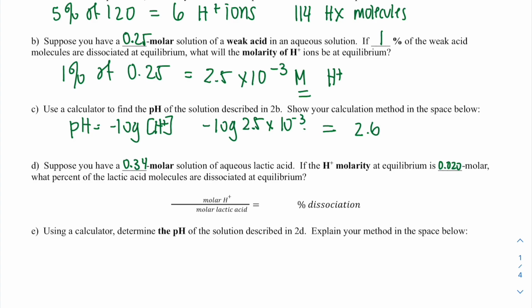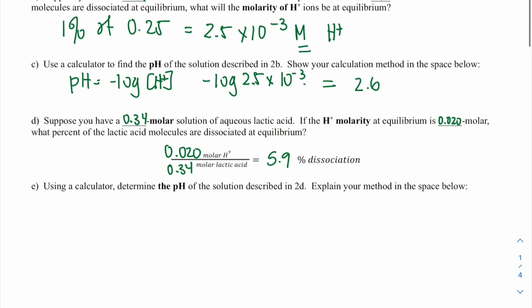So we can solve this by dividing the molarity of the H plus by the molarity of the lactic acid. 0.020 molar H plus over 0.34. All right, try and figure out the percent dissociation. And if you solve this, you'll get 5.9% dissociation.